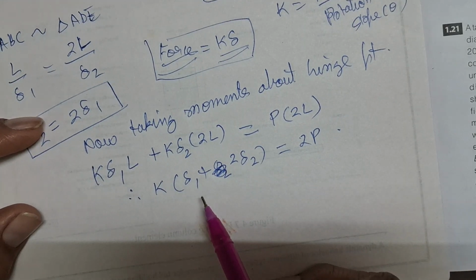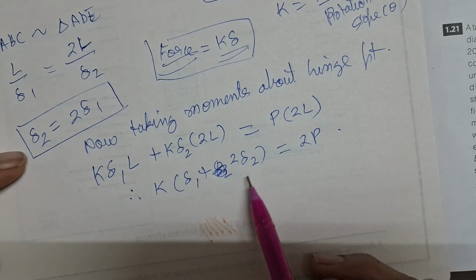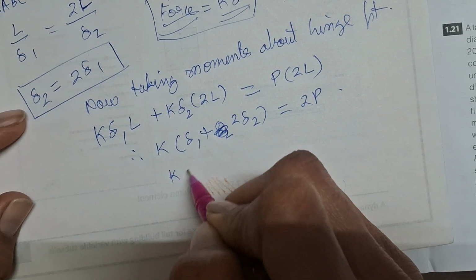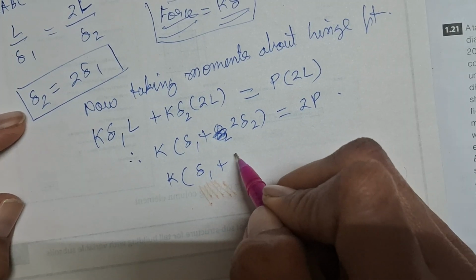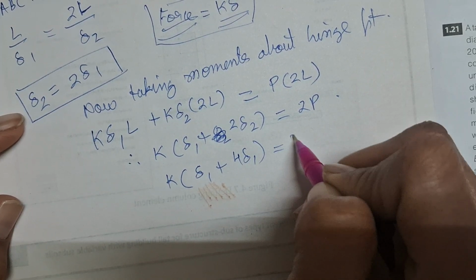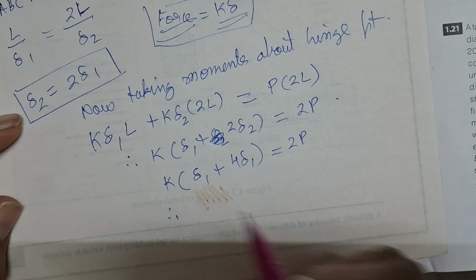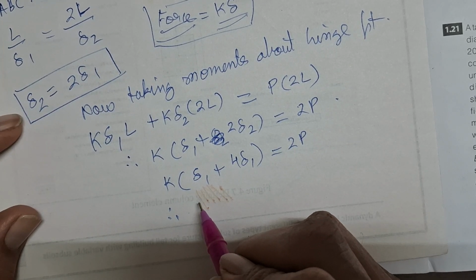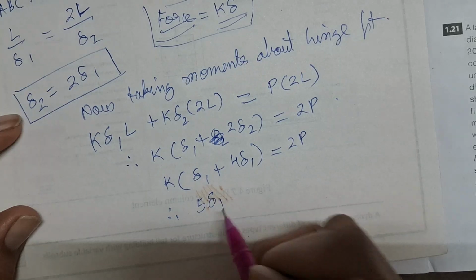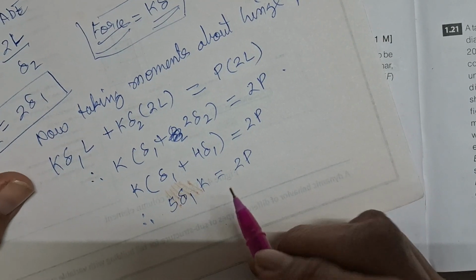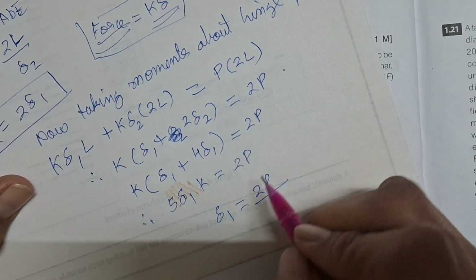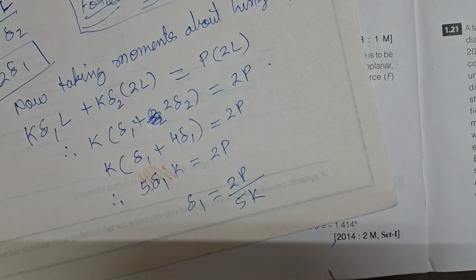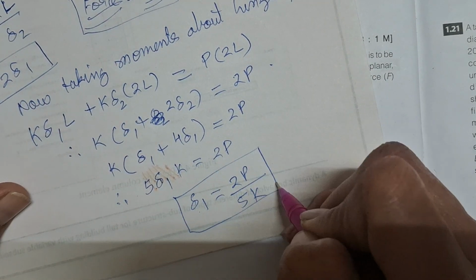Now just substitute the value of delta 2. So K into delta 1 plus 2 into delta 2, meaning 4 delta 1, is equal to 2P. Therefore 5 delta 1 K is equal to 2P. So basically delta 1 is equal to 2P divided by 5K. I have got the answer of delta 1.